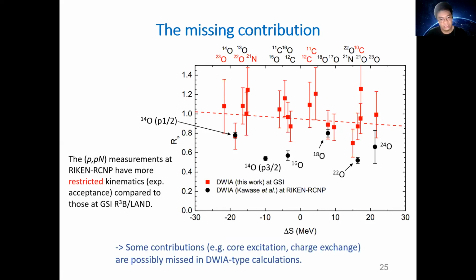and all of the ingredients, like non-locality corrections and potentials, are very similar to each other. But you can see that the one measured by the RCNP collaboration is slightly lower in magnitude compared to our result. So what is the difference between the experimental setup at RCNP and the one at GSI? At RCNP, they implement very strict kinematics. I mean, the experimental acceptance, in terms of energy acceptance or angular acceptance, ensures that what they measure is just around the quasi-free conditions, compared to those at GSI or R3B.